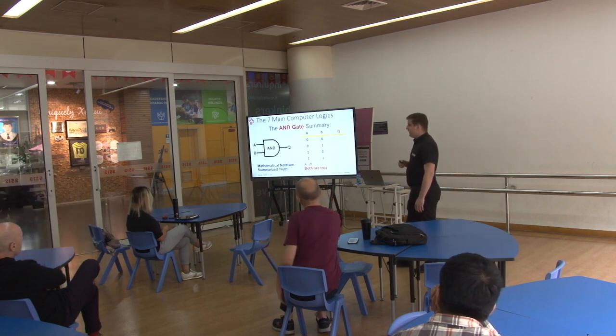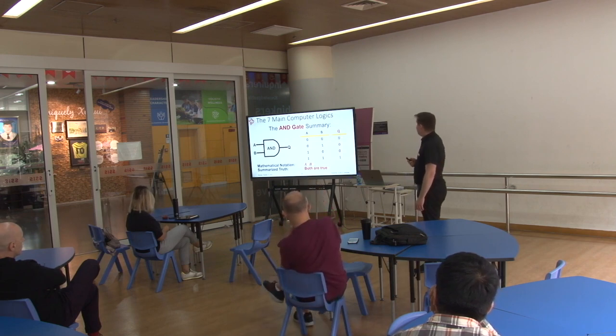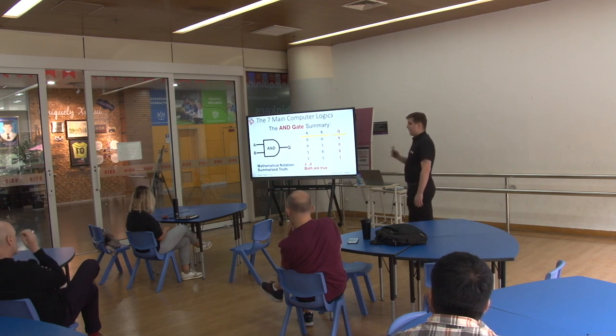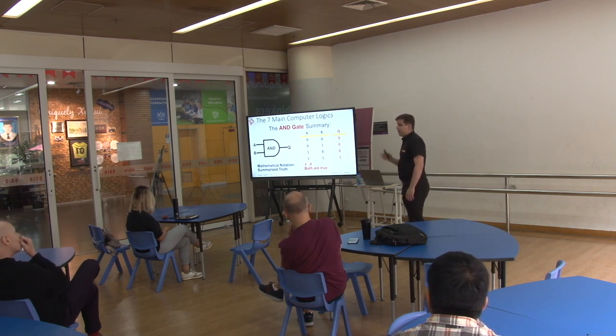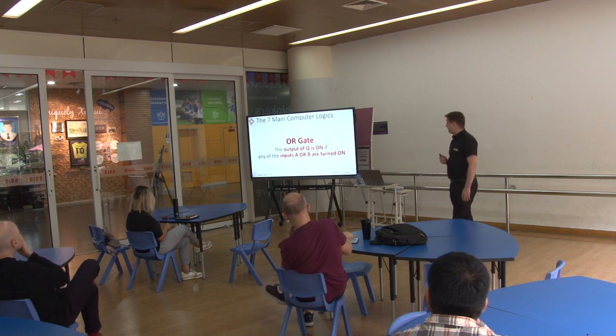So once again, if we summarize this as a truth table and in mathematical notation, we get the output of 0, 0, 0, 1, so there's only one possible combination in which the light will be turned on. In Boolean algebra, we notate this as A dot B, or both are true.